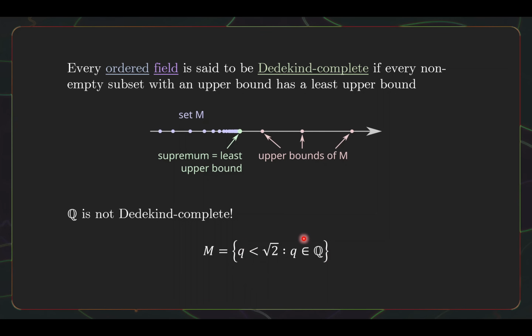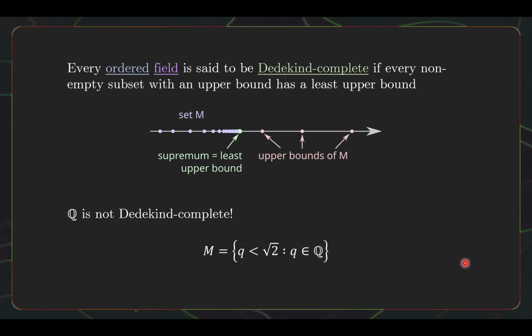So this set of rational numbers obviously has upper bounds, right? For example, 3 is an upper bound of this set, because 3 is bigger than everything inside this set. So it has an upper bound. Now, Dedekind complete means that this set, since it has upper bound 3, I must be able to find a smallest possible upper bound. But I cannot find a smallest possible upper bound.